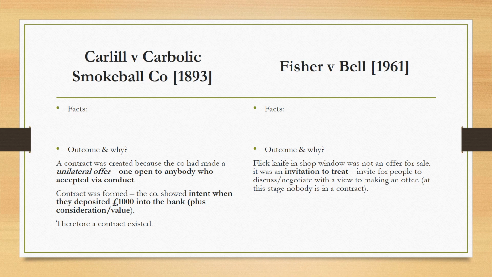So Fisher and Bell, actually, please do read the facts on this because it's a really interesting case. It started out as a criminal case. The defendant in this case was displaying a flick knife in a shop window. It had a price tag on it, and he was arrested for offering an offensive weapon for sale. Now, his defence, if you like, his argument was that it wasn't for sale, it was simply in the window. So this became a contractual dispute, which is why we teach this case in contract law.